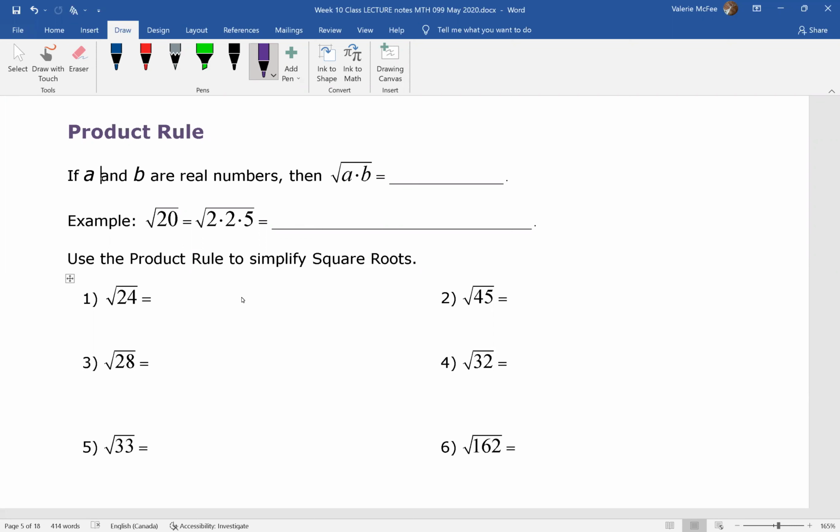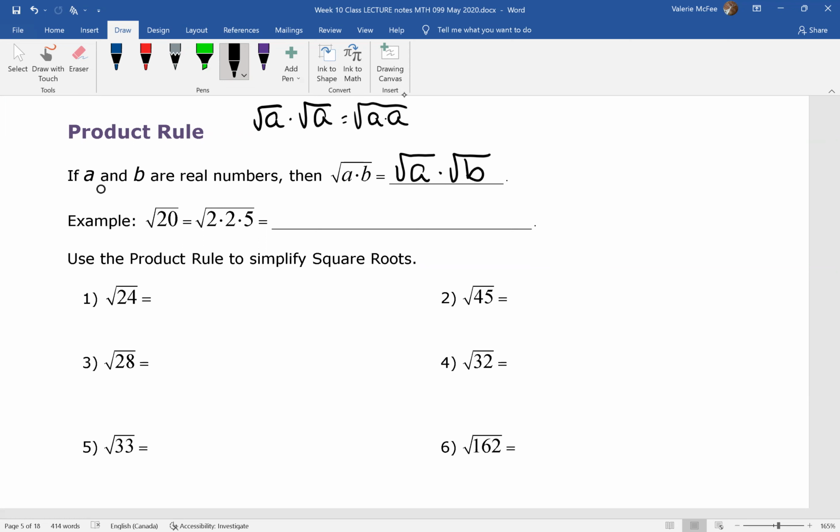Now, we actually looked at the product rule when we first started talking about roots and radicals. If you look back on that first page, you'll see we said that the square root of a times the square root of a can be thought of as the square root of a times a. So now we're going to look at that rule in the other direction. If a and b are real numbers and we have the square root of a times b, we can rewrite this as the root of a times the root of b. This allows us to simplify square roots.